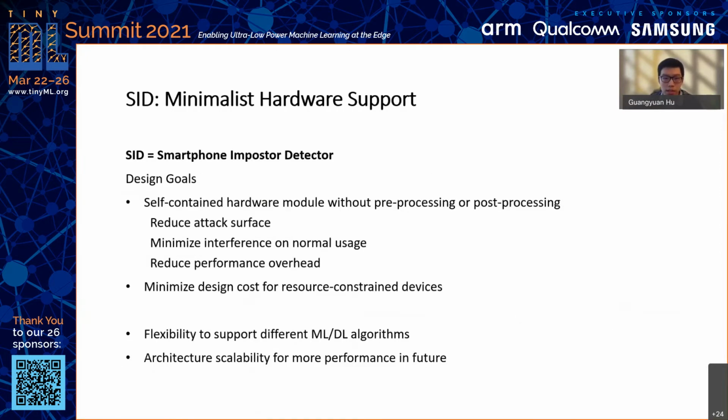We then explore the minimalist hardware support for imposter detection. We implement the SID module, which stands for Smartphone Imposter Detector. SID is designed with the following motivations. First, and most importantly, we want a self-contained hardware module without pre-processing or post-processing on other hardware units, such as the CPU. The benefits include reducing the attack surface, minimizing the impact on normal usage, and reducing the performance overhead.